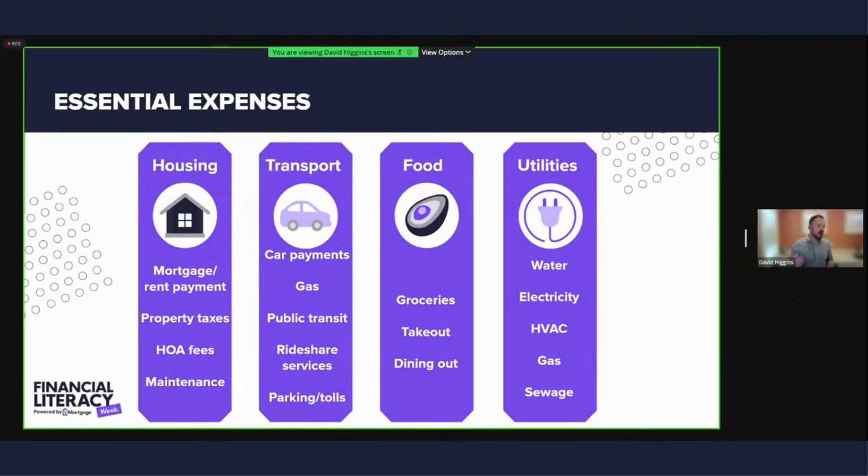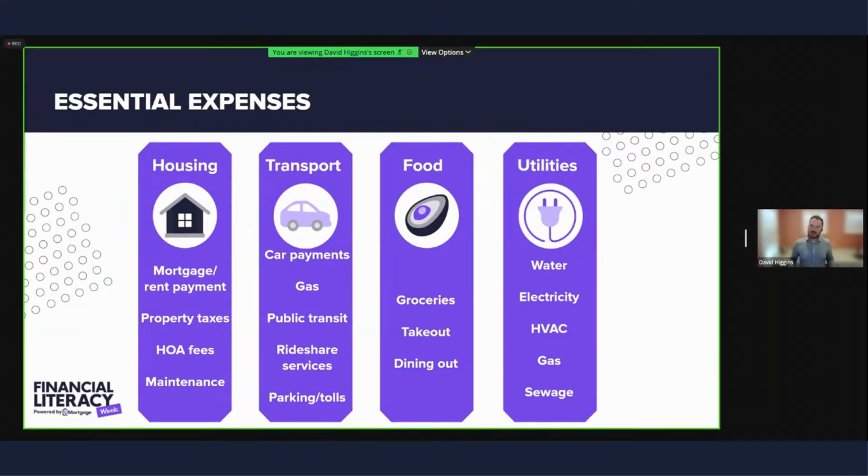So the first category, housing. These expenses keep a roof over your head. Pretty plain, pretty straightforward there. If you rent, this is your rent payment. If you're a homeowner, these would be things like your mortgage payment, but not just your mortgage payment, your property taxes, your home maintenance, your homeowner association fees, if you have one of those.